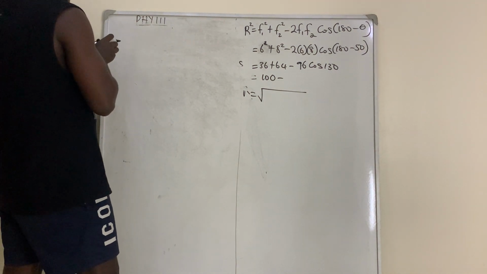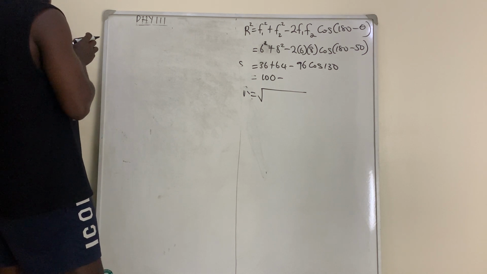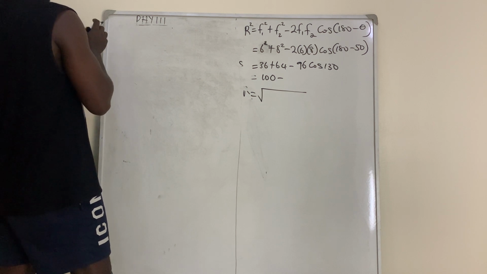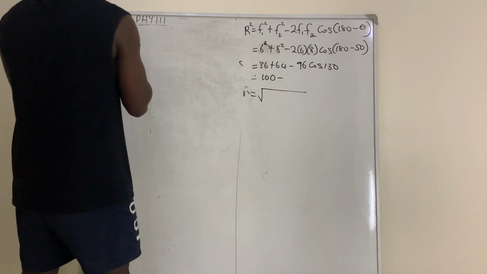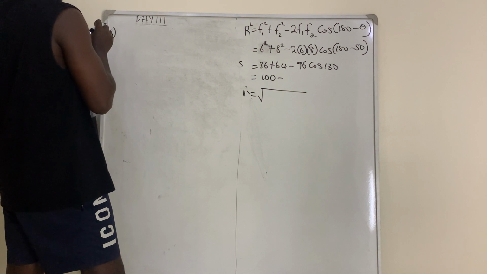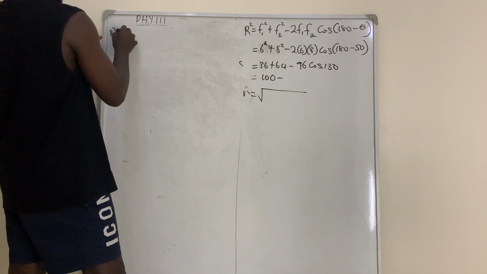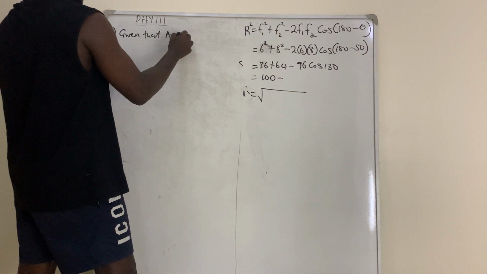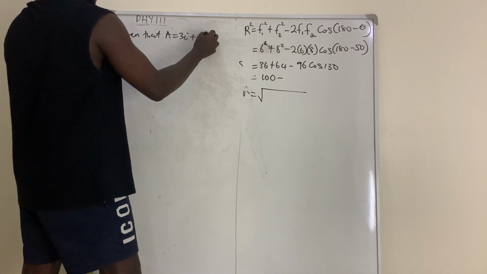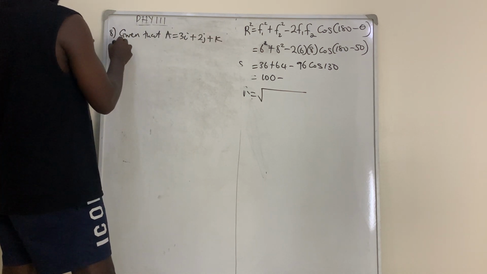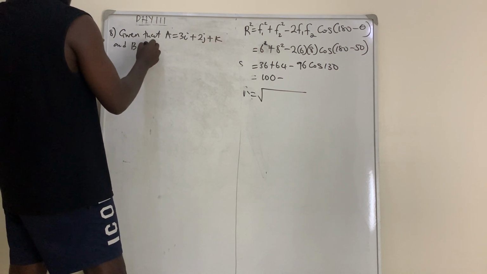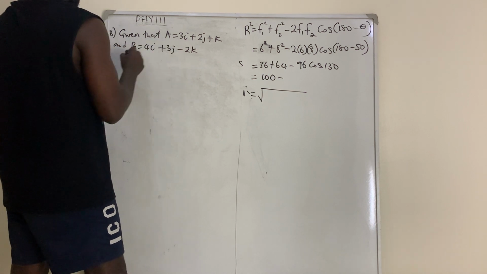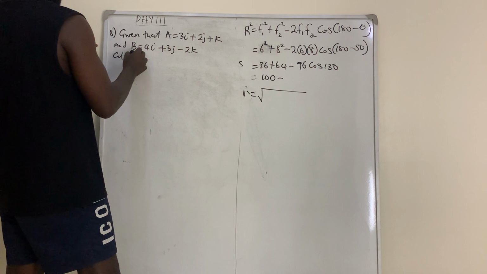Question number 8 said, given that A is equal to 3i plus 2j plus k, and B is equal to 4i plus 3j minus 2k, we should calculate A cross B.